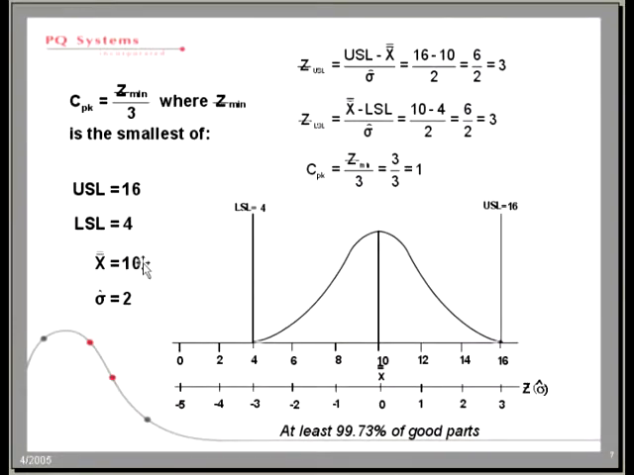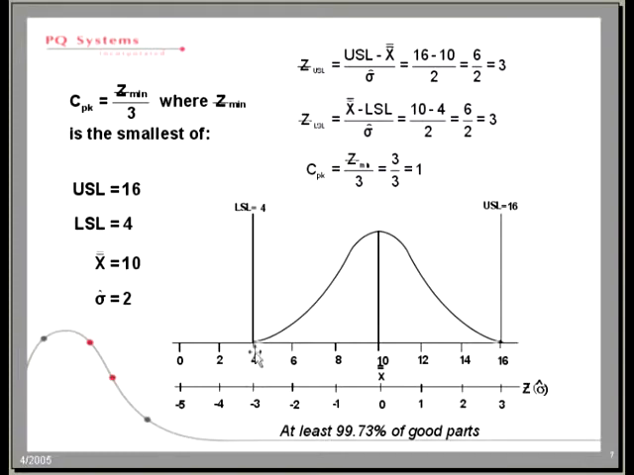I've got the same basic distribution, the mean of 10 and a standard deviation of 2. See it right there? So that doesn't look any different. But I've changed my spec limits. The upper spec limit's 16, the lower 4. What you can see I've done is set it up such that the upper spec limit will come down right at the end of the tail, 3 Z values to the right, and the lower spec limit is going to come right down at the end of the tail, 3 Z values to the left.